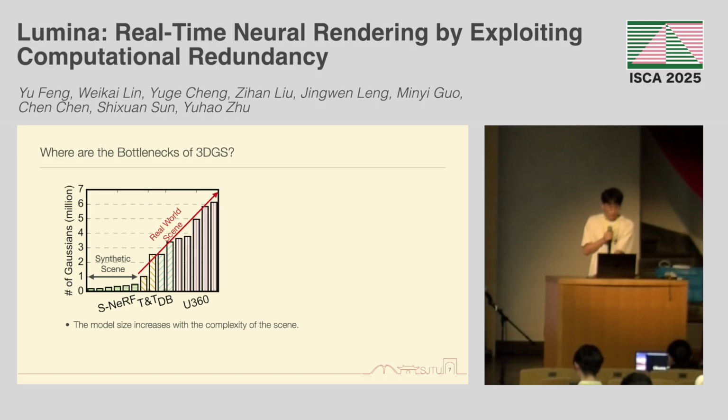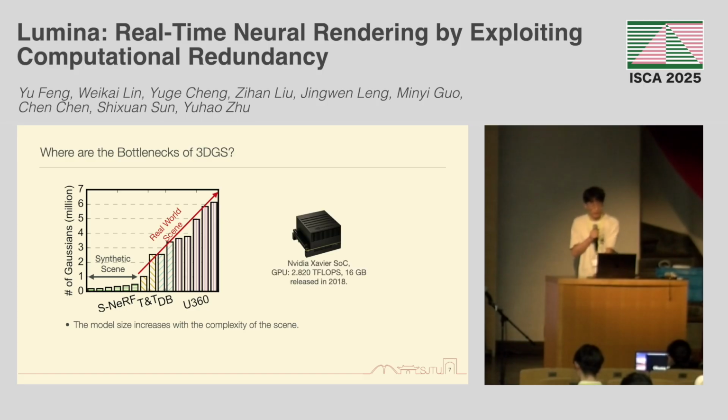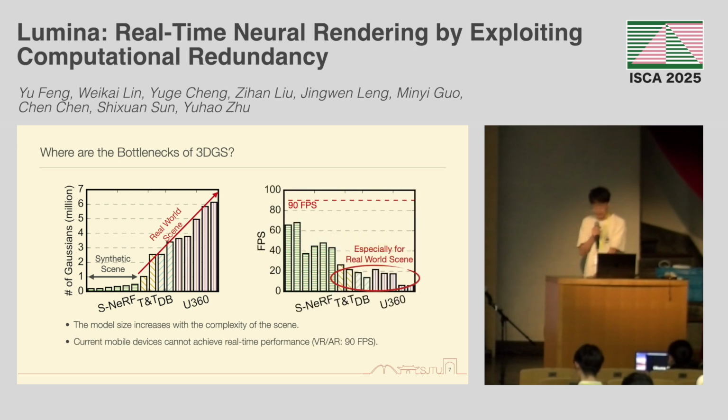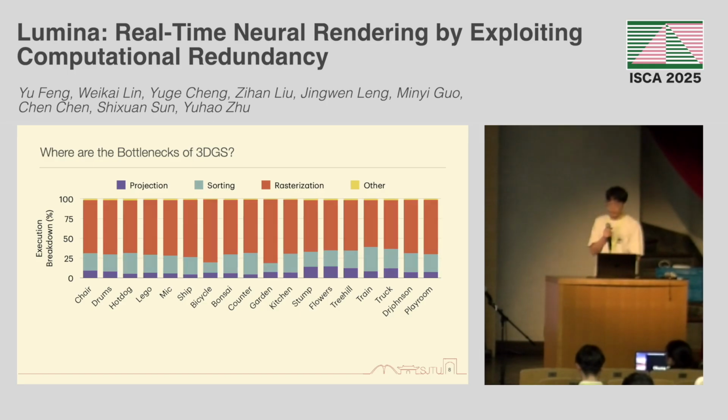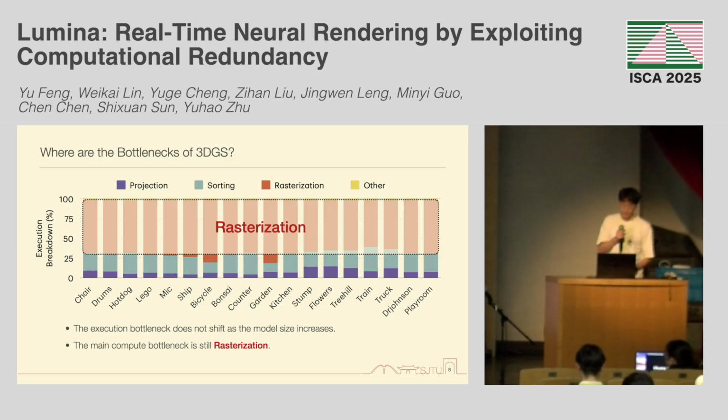Next, let's measure the performance of 3D-GS on an NVIDIA Xavier SoC, which has roughly the same computation capability as recent VR chips, Snapdragon XR2. We show that 3D-GS algorithms cannot achieve real-time performance, especially for real-world scenarios. This also motivated us to accelerate 3D-GS algorithms. Lastly, we profile the execution of 3D-GS algorithms on various workloads. We find that although the rendering latency varies, the execution bottleneck does not shift as the model size increases. The main computation bottleneck remains rasterization.